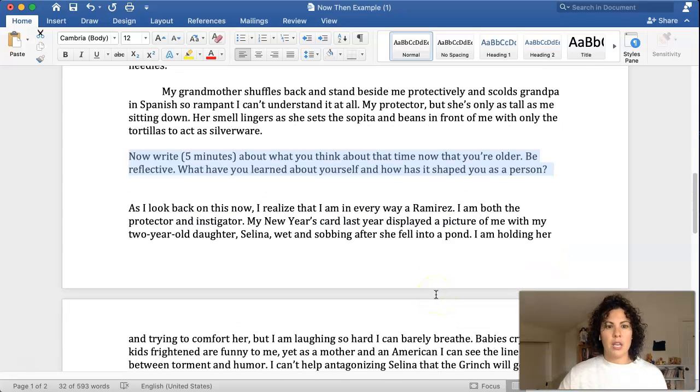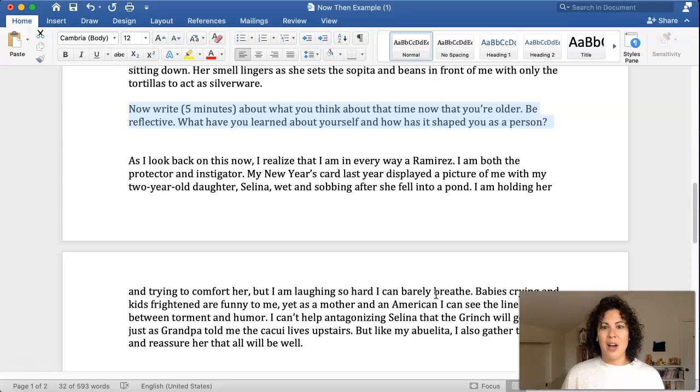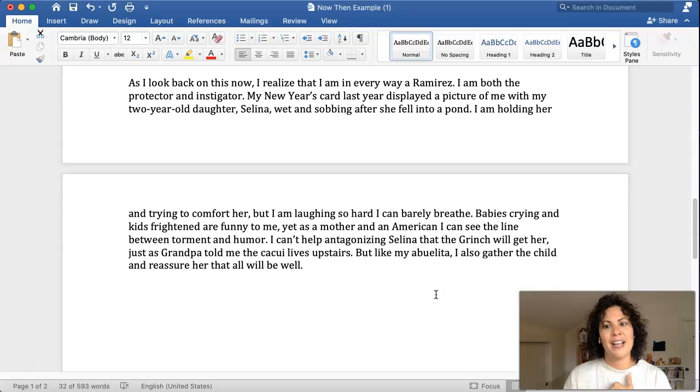And so I wrote here, "As I look back on this moment now, I realize I am in every way a Ramirez. I am both a protector and an instigator. My New Year's card last year displayed a picture of me with my 2-year-old daughter, Selena, wet and sobbing after she fell into a pond. I'm holding her and trying to comfort her, but I'm laughing so hard I can barely breathe. Babies crying and kids frightened are funny, yet as a mother, an American, I can see the line between torment and humor. I can't help antagonizing Selena that the Grinch will get her, just like my grandpa told me the kukui lives upstairs. But like my abuelita, I also gather the child and reassure her that all will be well."